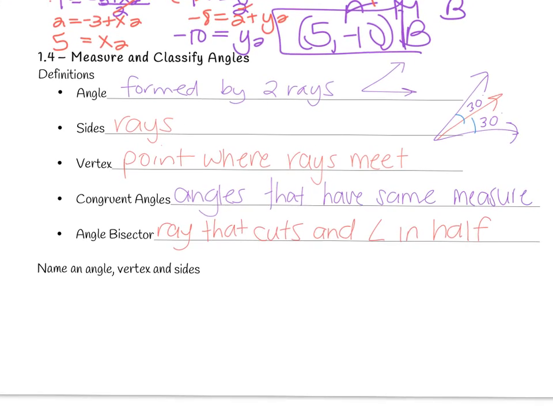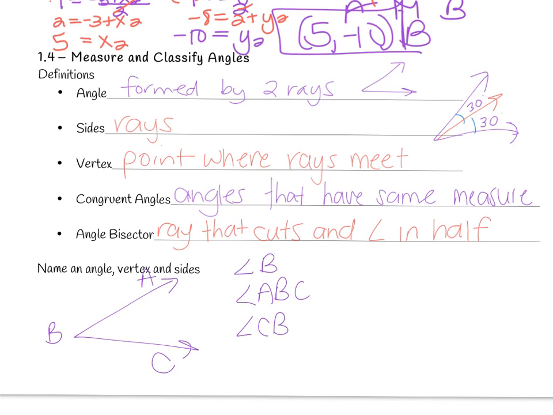Then we talked about naming an angle. It's vertex and sides. So if the vertex is only shared by one angle, like in this case, then I can call this angle B. I could call it angle ABC or angle CBA. The vertex should always be in the middle. The sides are rays, so it would be ray BA and ray BC. And the vertex is a point.